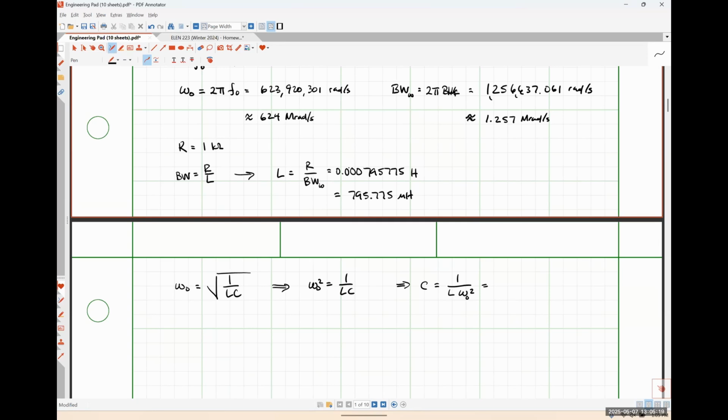Yeah, I ended up getting 3.227 times 10 to the negative 15. Still, I mean, that's in the femtofarad range, so that's not out of the realm of possibility. You can buy femtofarad size capacitors and all of that kind of stuff. What did I mess up here?